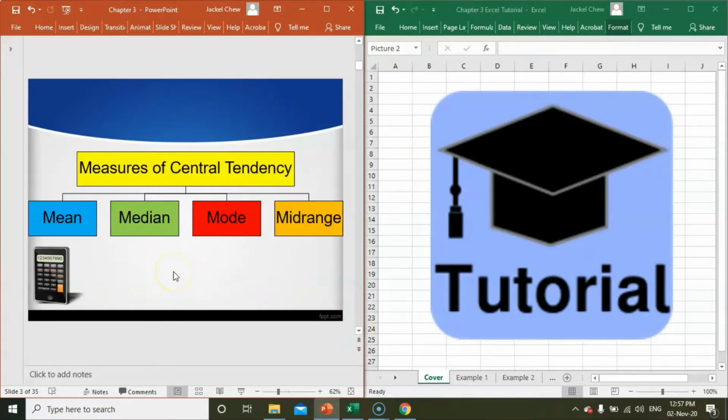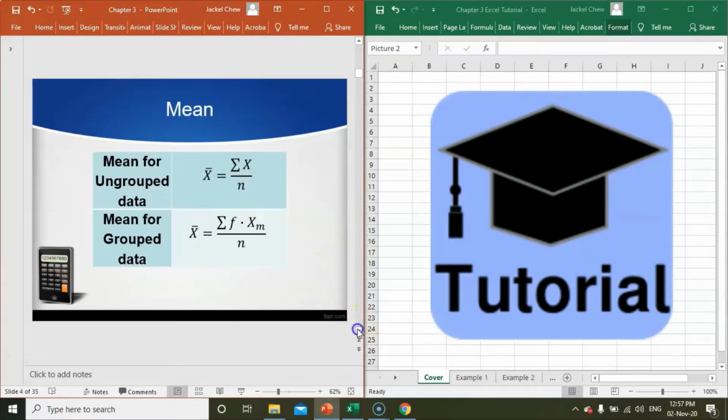There are four types of measures of central tendency, which are mean, median, mode, and midrange. And then for mean, there are two types of formula. This is the formula for ungrouped data. This is the formula for grouped data. The difference is, for grouped data, we need to consider the frequency for each data.